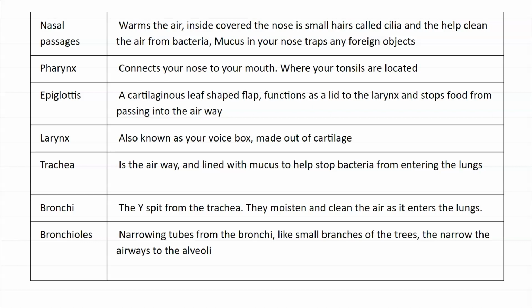It's made out of cartilage, which if you feel the top of your ear, that's cartilage. It's a little bit bendy, but it's tough. Your nose at the tip is made out of cartilage, okay? So its job is to keep the airway open. Your bronchi are the Y split from the trachea. So they moisten and clean the air as it enters the lungs. From there, it enters into the bronchioles, which are narrowing tubes, okay? And then they branch into lots of different other branches as it makes its way down to the alveoli.